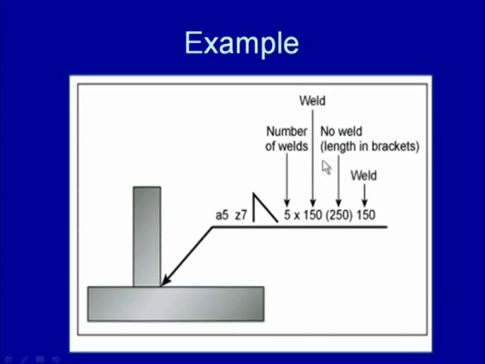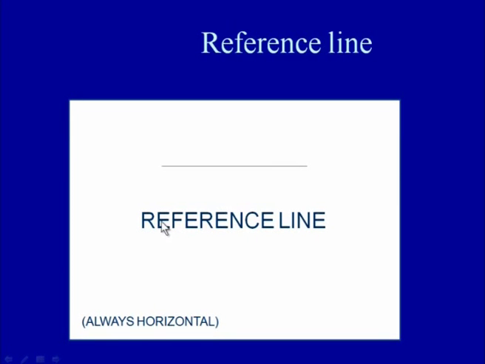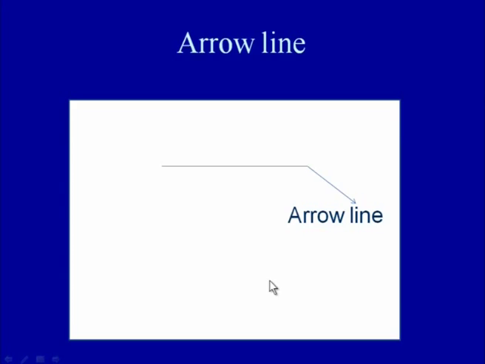weld. So, the spacing between the welds is shown in the bracket, and then again another weld of 150 mm length. So, this is how other information can be given in the form of the welding symbols. As far as development is concerned, first we draw the horizontal line which is the reference line, it is always horizontal, and then we make an arrow line showing the location where weld is to be made.